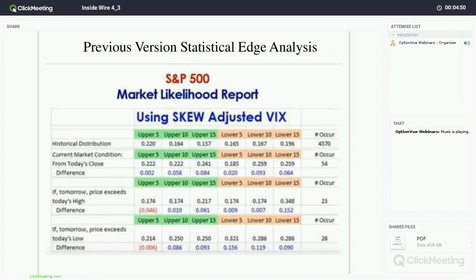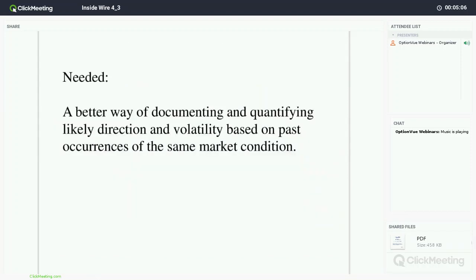But I'm finding a disconnect here. This isn't really catching on. I don't see people asking any questions about it. Every weekend we do get a number of viewers on our presentations. But what I wanted to do was find a better way of documenting and quantifying the likely direction and volatility of the market based upon past occurrences of the same market condition that we have going on. A better way of documenting and communicating two things: the likely direction, and then the likely volatility level.